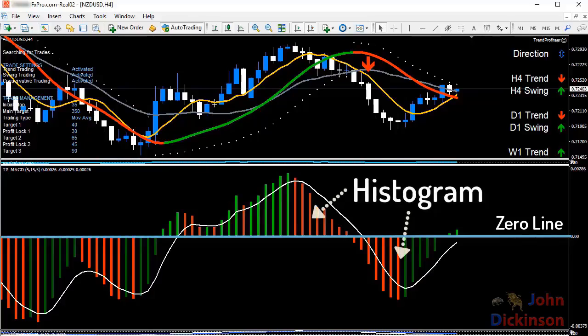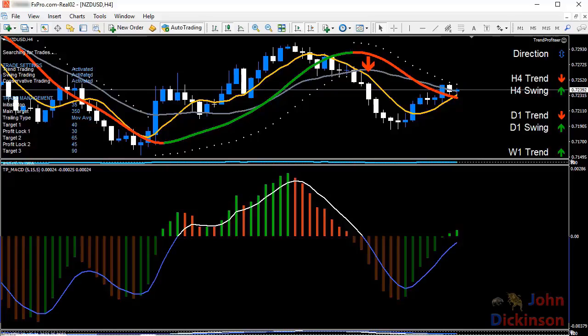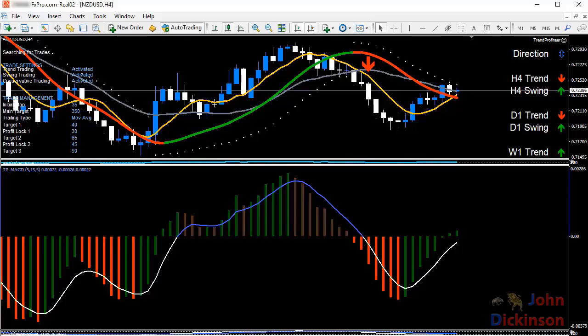The histogram is the group of green and red bars that represent price and their nature relative to the average. The signal line is another representation of average price. When the histogram bars are below the zero line, the price is under pressure and potentially falling. When the histogram bars are above the zero line, the price is supported and potentially rising.